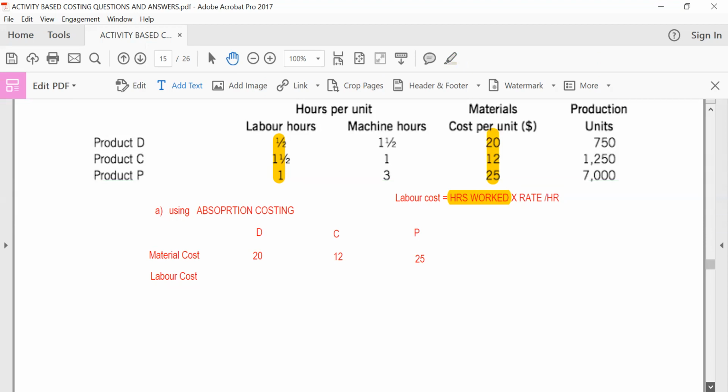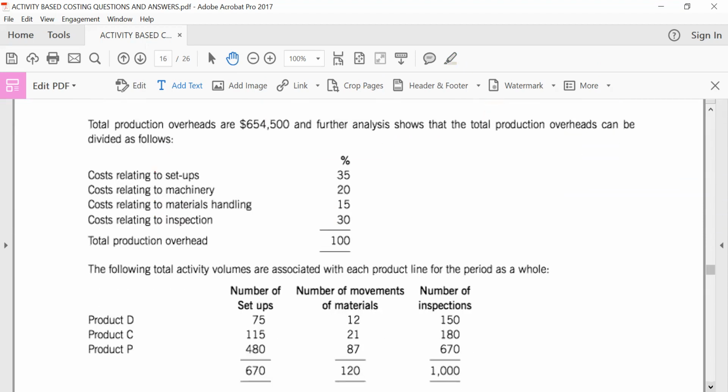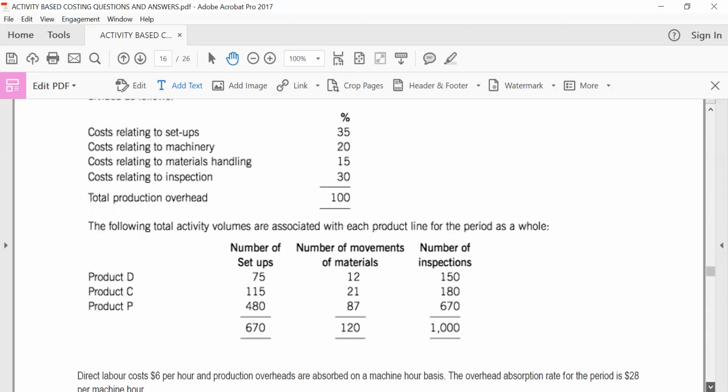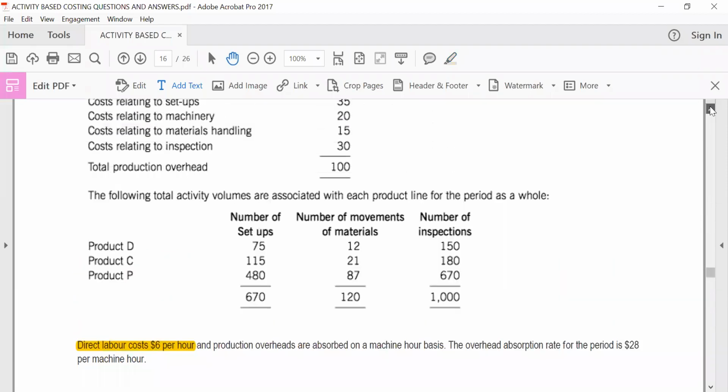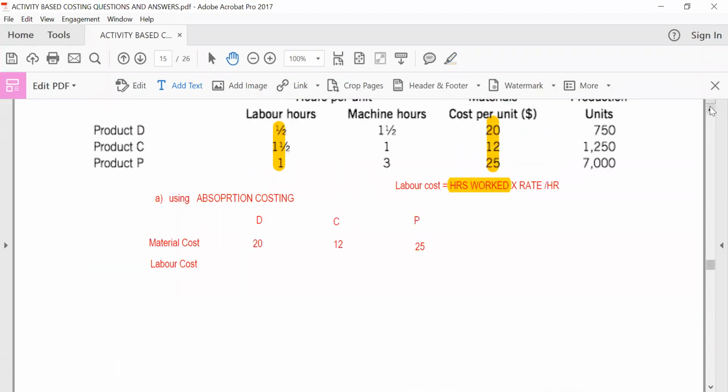Where is the labor cost per hour? If I get labor cost per hour, I can multiply, right? So let me move in. I'm not seeing any labor cost, but let me go down a little bit to see if it is there. What is the examiner saying over here? The examiner has brought that bit here. He's saying that direct labor costs $6 per hour. They are saying $6 per hour, so I can calculate.